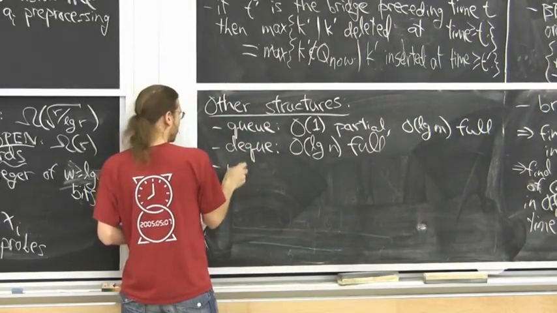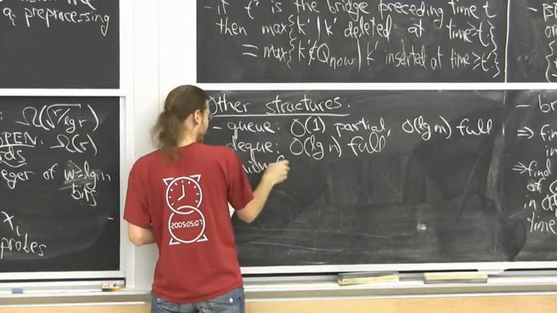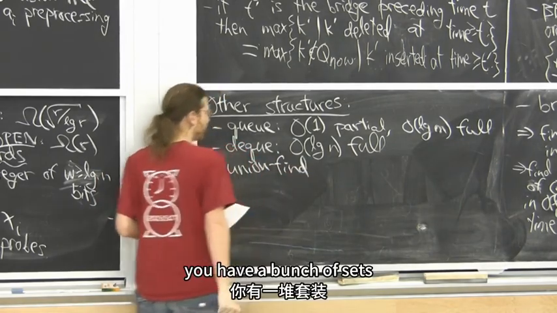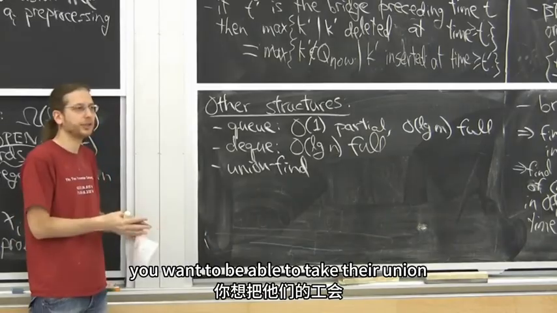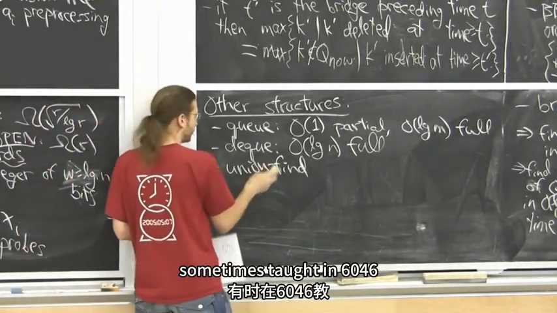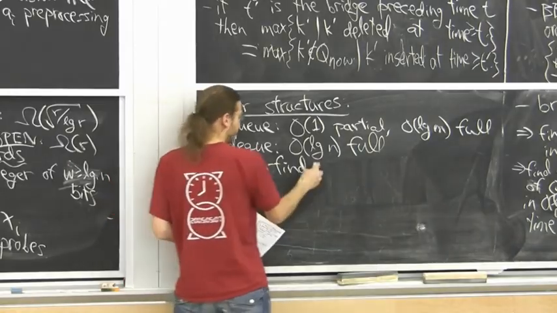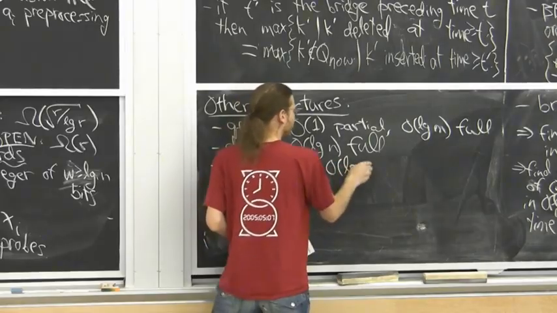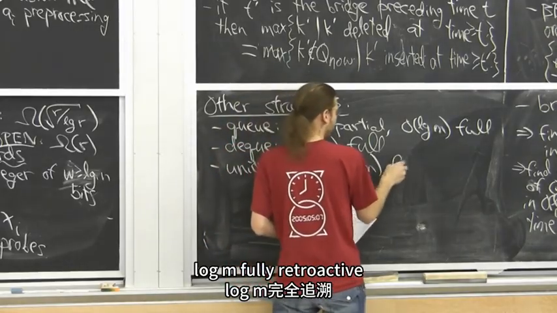For union find, you have a bunch of sets. You want to be able to take their union, and given an element, you want to know which set it's in. It's sometimes taught in 6.046. Best thing we know is log m fully retroactive.